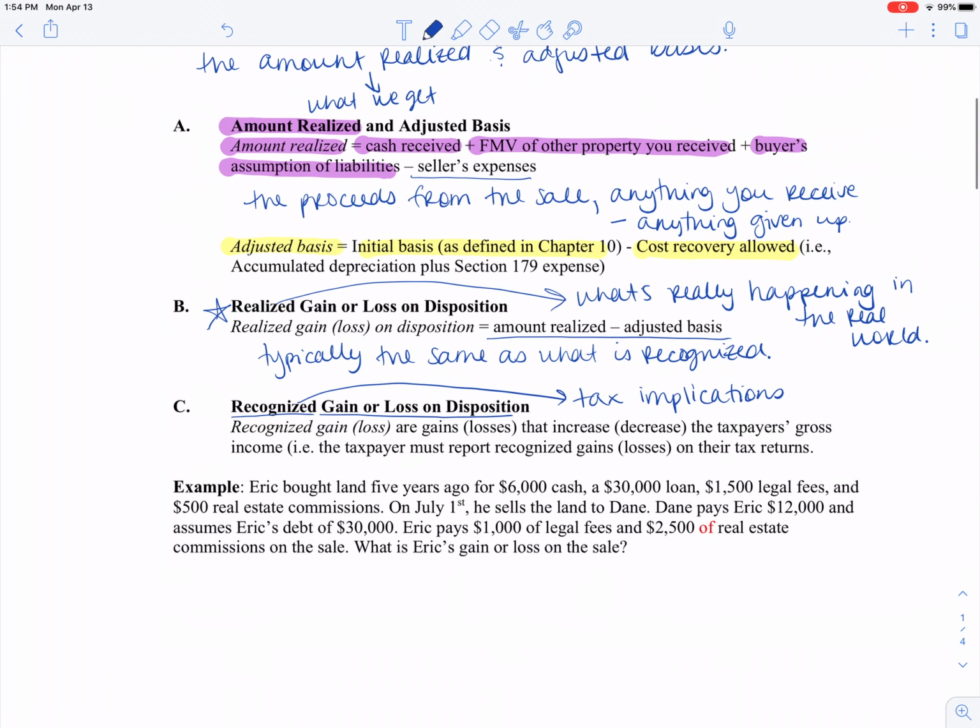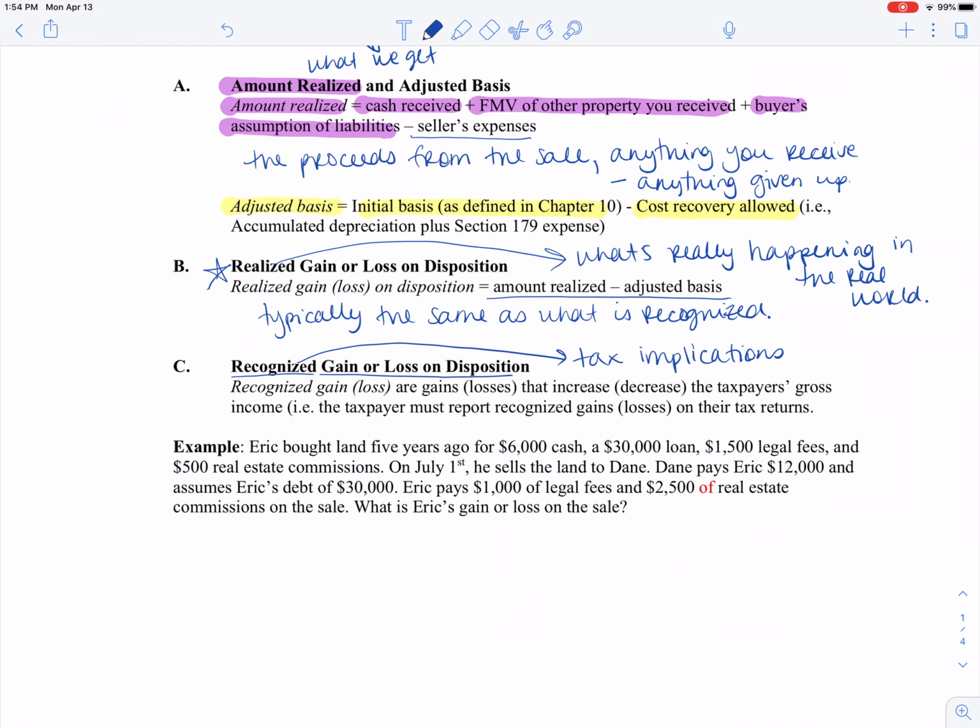All right, so recognized gains or losses are gains or losses that increase the taxpayer's gross income, which means the taxpayer must report these gains or losses on the tax return. So recognized is our way to describe we have to do something for tax purposes. There are tax implications. Realized means this is what's really happening. I'm getting rid of something. I had a basis in it. What do I get? What did I give up? That's what realized means. And then recognized means that we have some implications on our tax return.